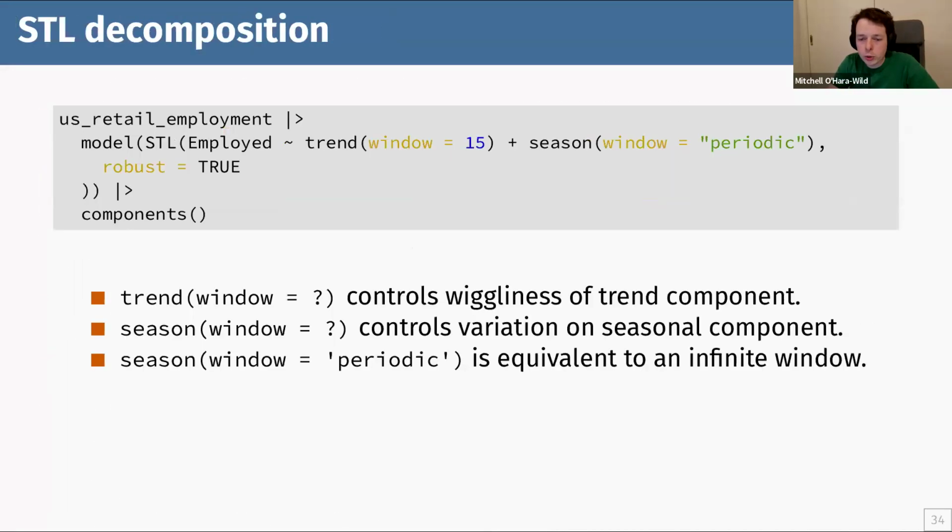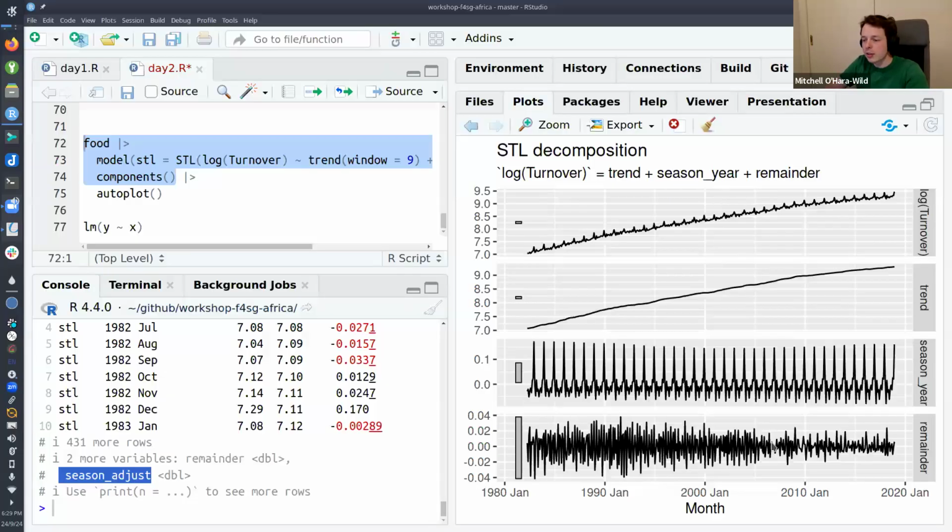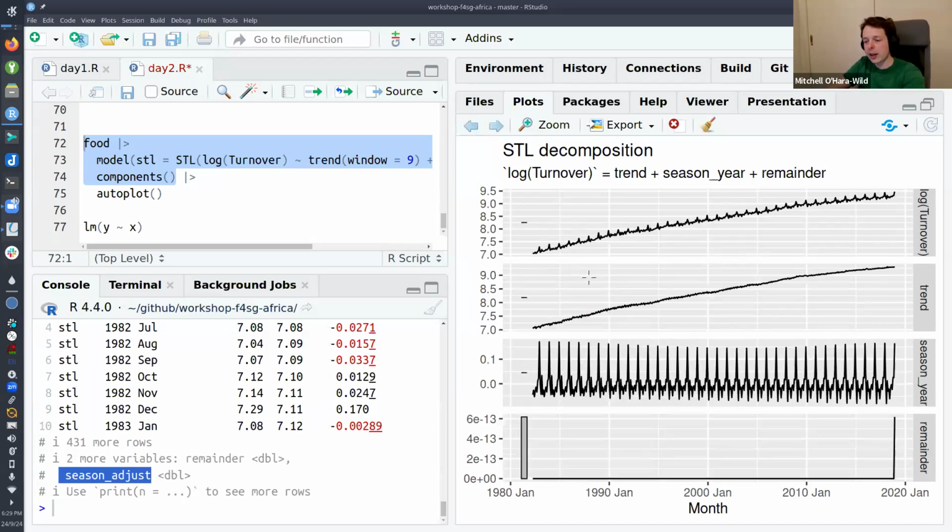Okay, so there's a lot we can do with STL decomposition. The most important thing to consider with this is choosing the appropriate window. So you can specify the trend window for controlling the wiggliness of the trend, and the seasonal window for controlling the seasonal variation. And you want to make sure that the decomposition plot contains the components that they say they contain. So the trend should contain a trend and not anything more. In this case, the trend contains the remainder as well. So this is bad.